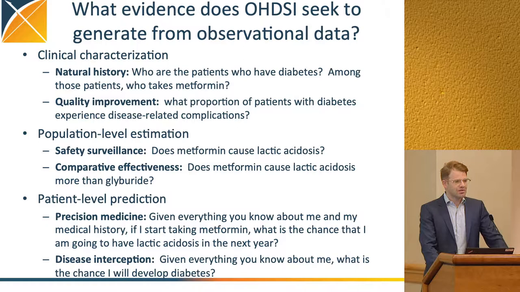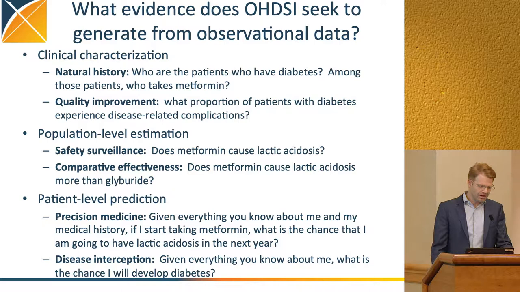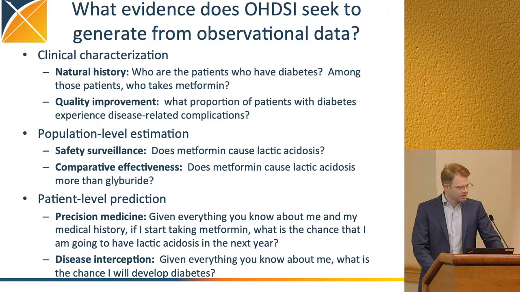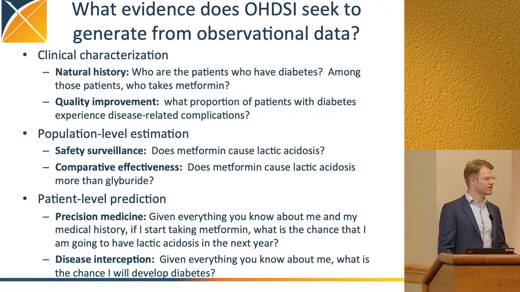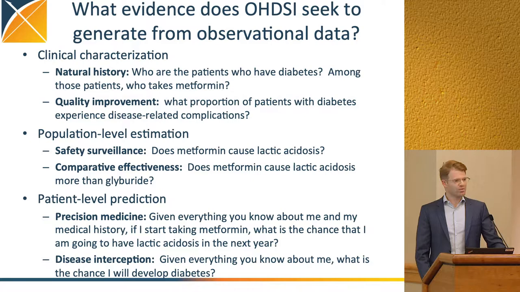OHDSI seeks to create evidence in three domains, or three general buckets. You can think of clinical characterization, like what has actually happened to patients. You can think of the natural history, who are the patients that have diabetes, and among those patients, who takes metformin? Or quality improvement, like what proportion of patients with diabetes experience complications? This is just what is observed.